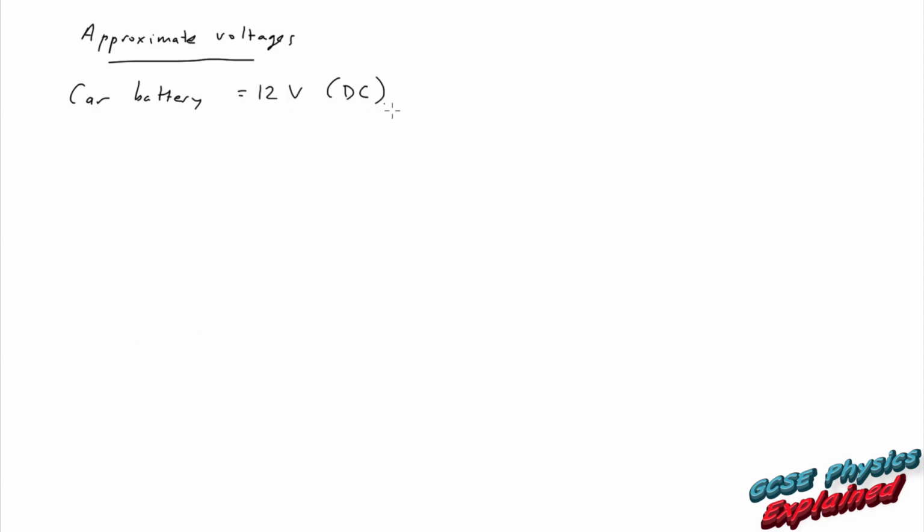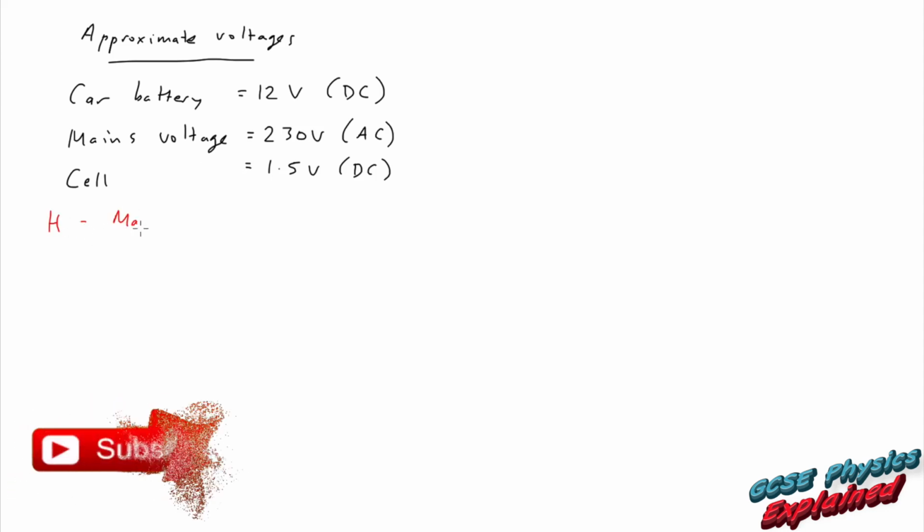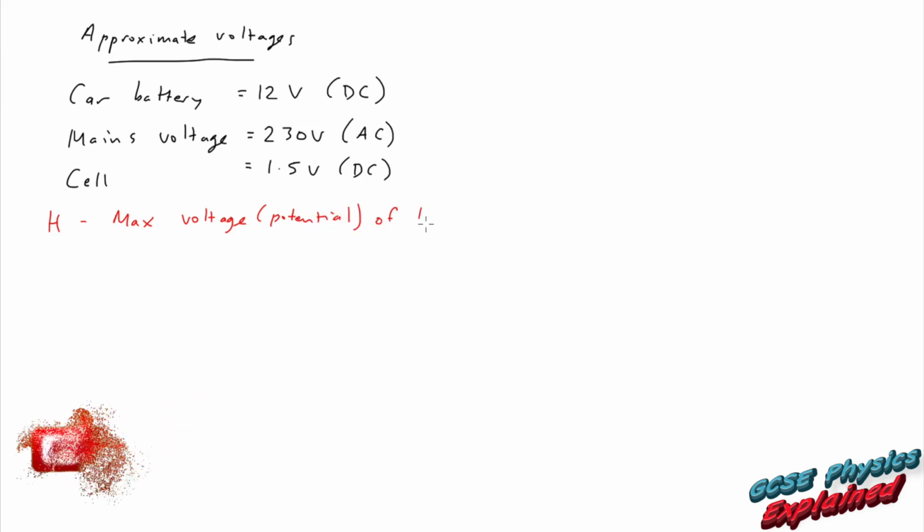Now, the examiners will often ask you about approximate voltages. Right, well, you've got a car battery which is 12 volts and it's a battery, so that'll be DC. You've got the mains voltage that I've already said is 230 volts, and that's AC. You've just got normal little cells, that'll be about 1.5 volts, and that'll be DC. And also, as I've said, the max voltage or potential of the live wire is plus 325 volts, and that'll be AC.